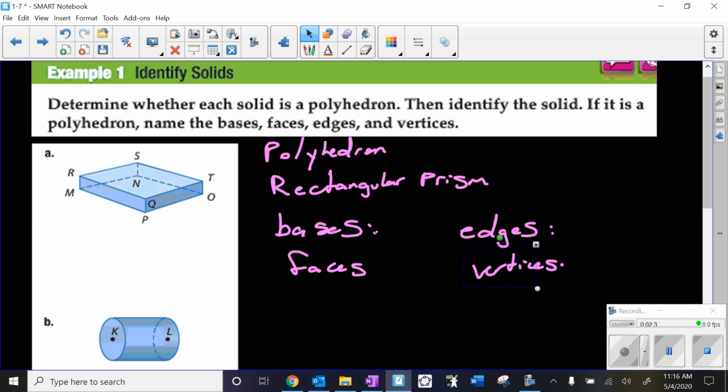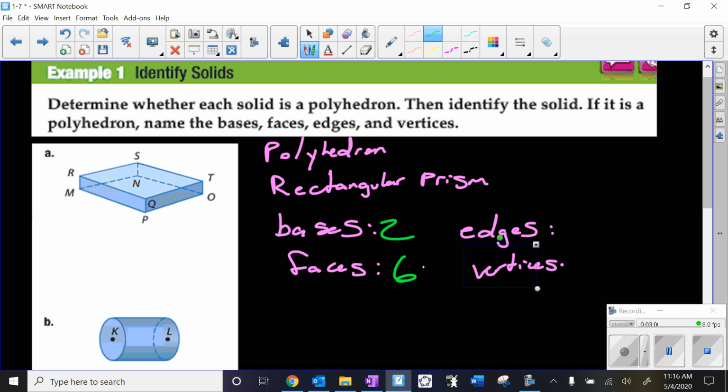So first, bases. Since we said it was a prism, we know that there has to be two bases automatically. Faces are all the flat surfaces. That includes your bases. So if we add them all up, I have one on the top, one on the bottom, and then four around the sides. That gets me a total of 6.